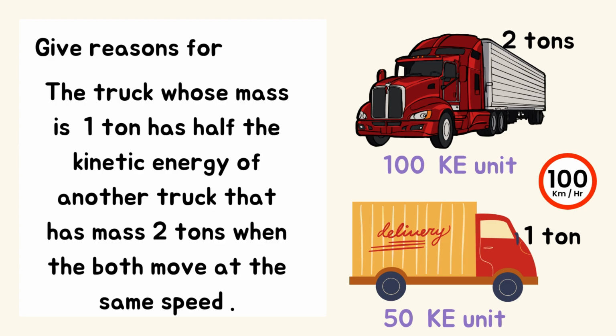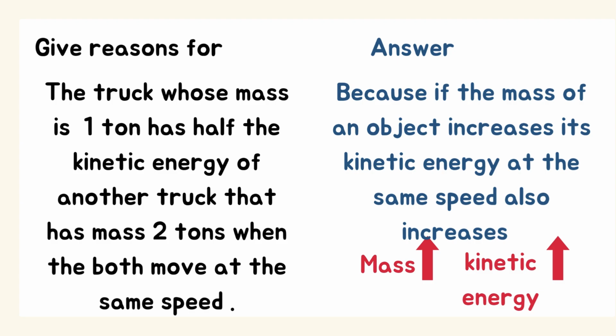Why? This is the give-reason question: the truck whose mass is 1 ton has half the kinetic energy of another truck that has a mass of 2 tons when both of them move at the same speed. The answer is very simple: if the mass of an object increases, its kinetic energy at the same speed also increases. As the mass increases, the kinetic energy increases. This is why the small truck has half the kinetic energy of the large truck.